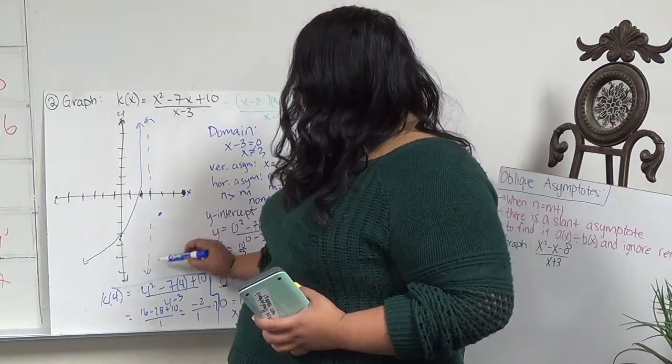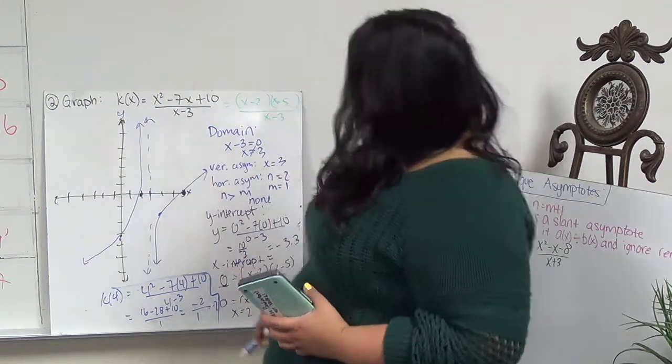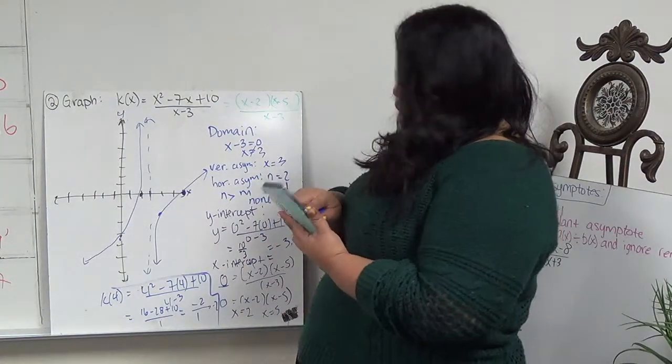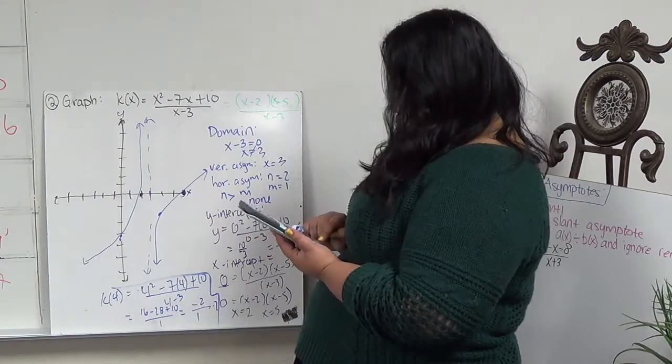So it goes this way. So then that means it hits that way. And hopefully that's what the graph looks like. Let's just check.